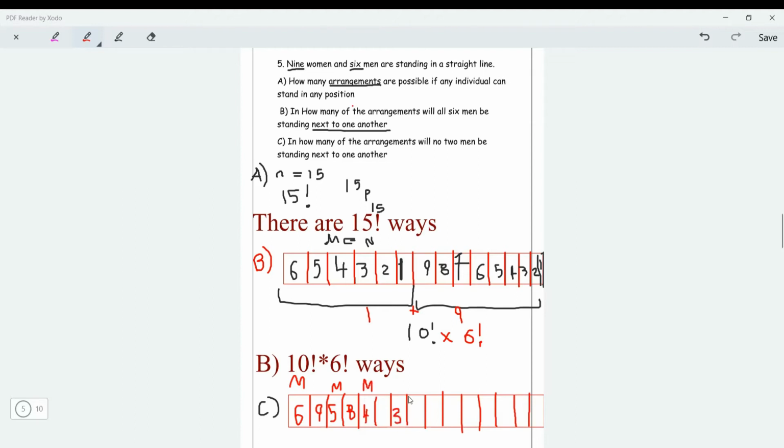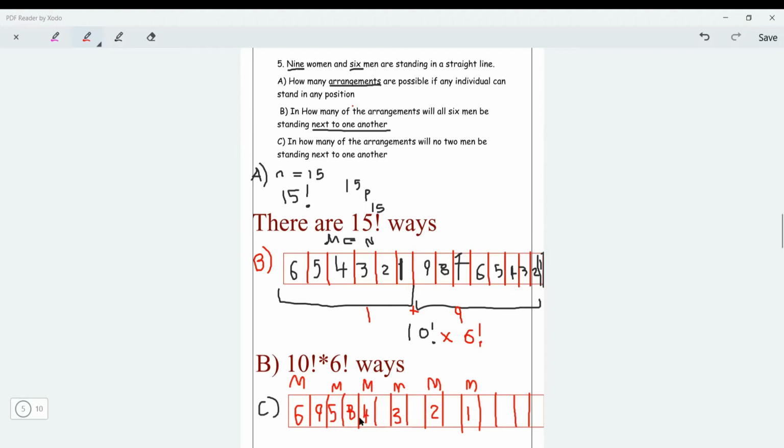A man can come here. Then a man can come right here. 2. Then a man can come here. 1. Right. And in between, right here now, we can have our women. So 5 women can come here.